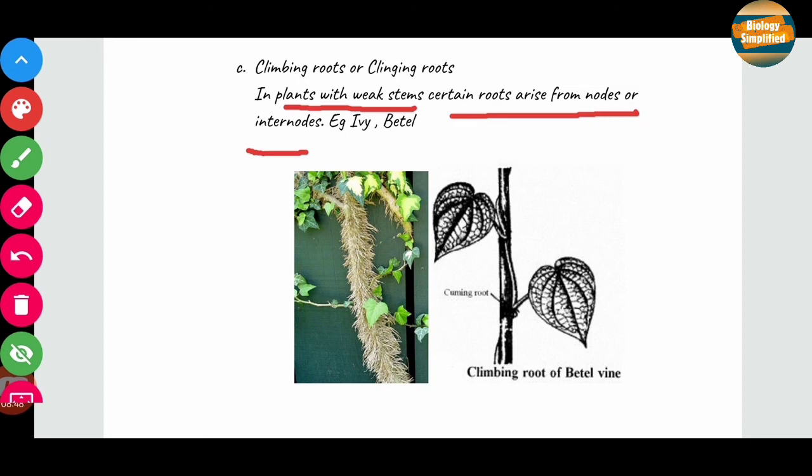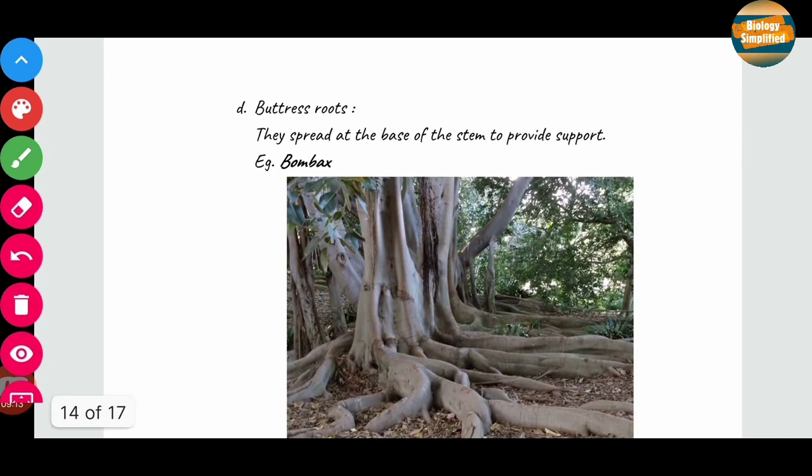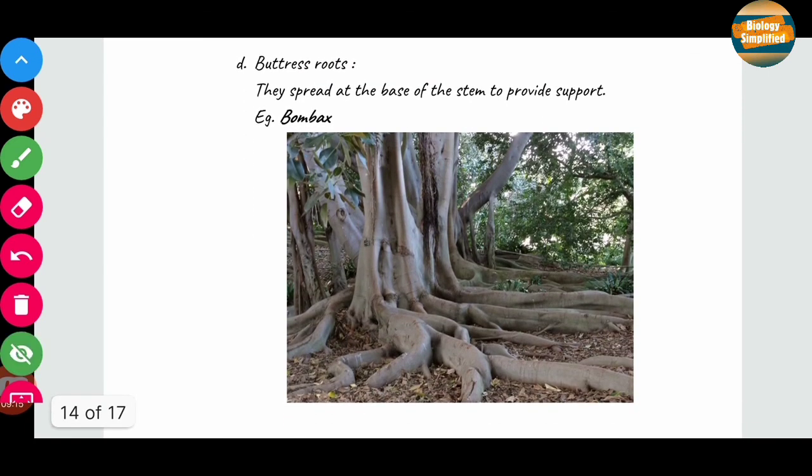Here you can see in this diagram, they are climbing to a particular surface. Here you can see the climbing root of the betel vine. It has climbed to a surface to provide support to the plant. The fourth one is the buttress roots. They spread at the base of the stem to provide support.